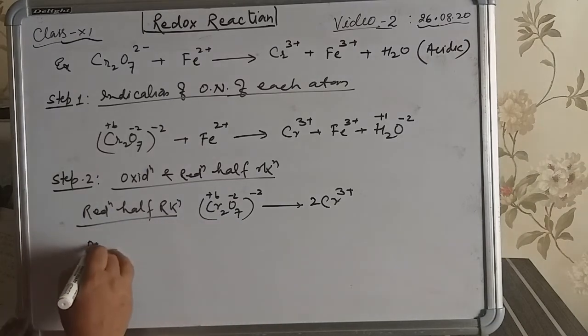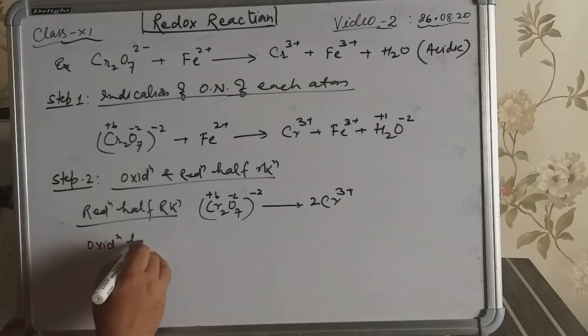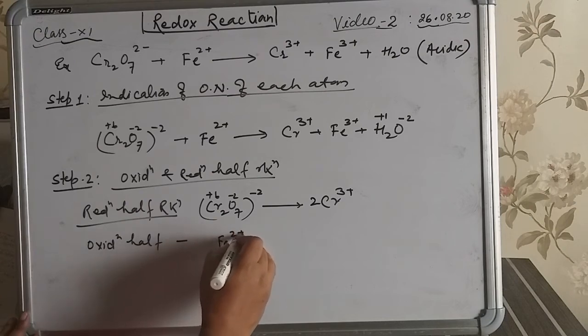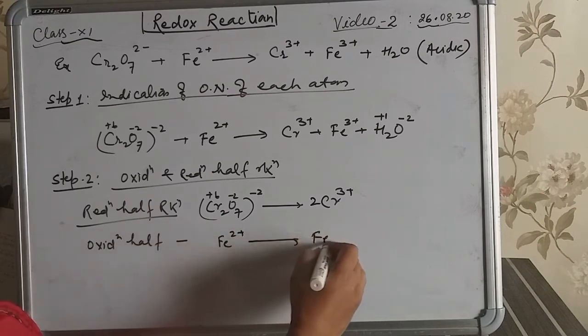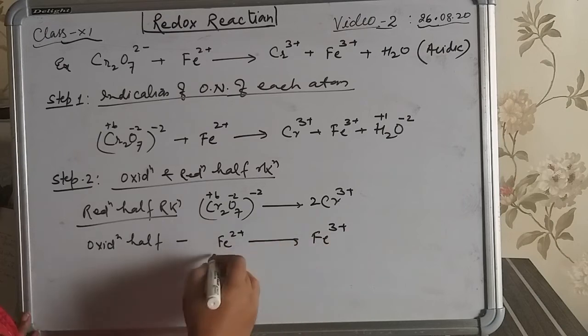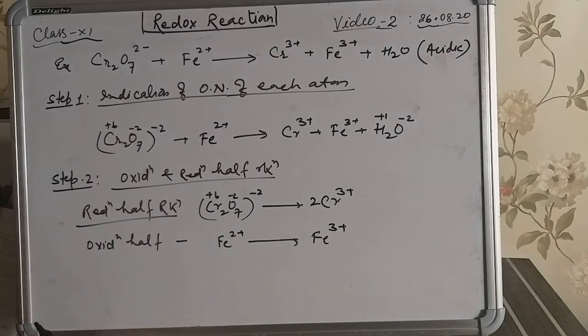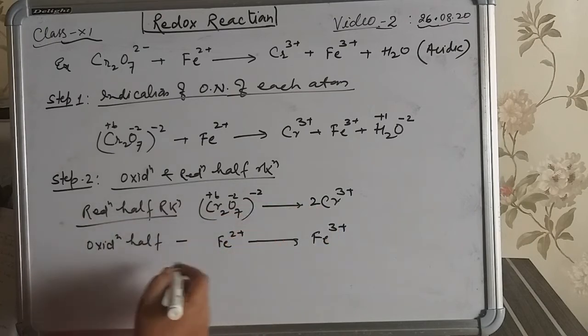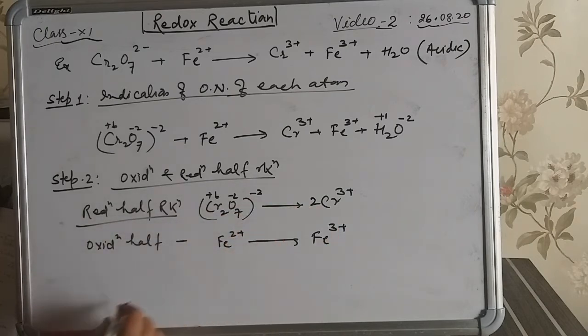Now the oxidation half reaction: Fe2 plus changes into Fe3 plus. The number of atoms is equal. So at first we balance the number of atoms, next we balance the number of electrons or charge.